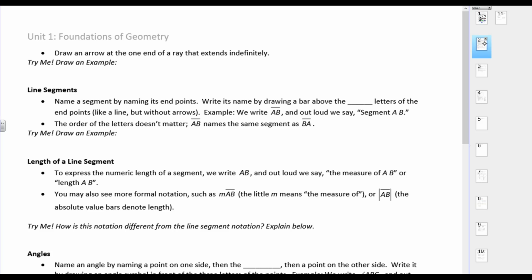So I want you guys now to pause and draw an example. Pause, answer some questions, draw an example.